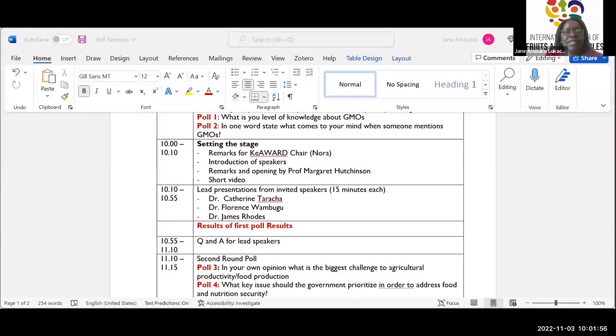Then we can start. I'll introduce the speakers, and then we'll have brief remarks from our chief guest, Professor Margaret Hutchinson, and then we have a short presentation. Let me share my screen. I want to show you how the program is going to be, so that I'm not talking to myself. So we'll have the stage setting by our chair, Nora. Then I'll introduce the speakers and have remarks from our chief guest, Professor Hutchinson, who is on the line.